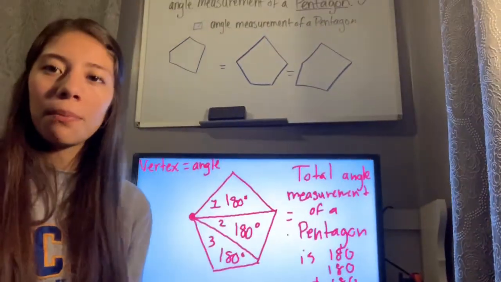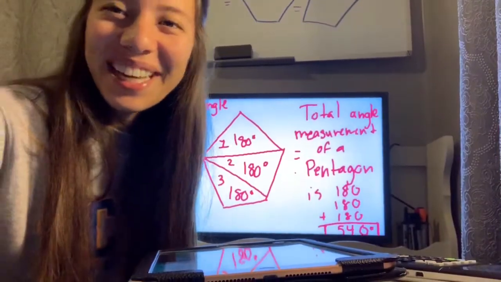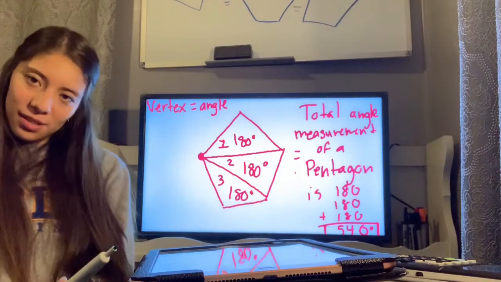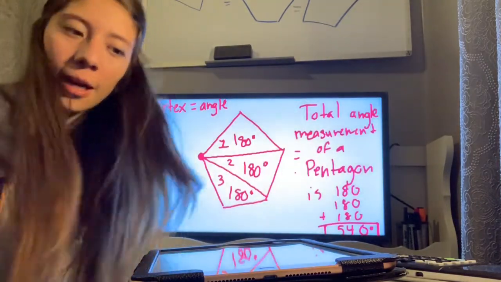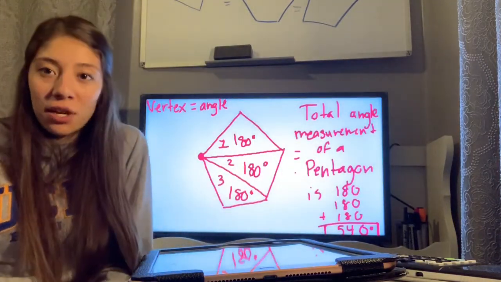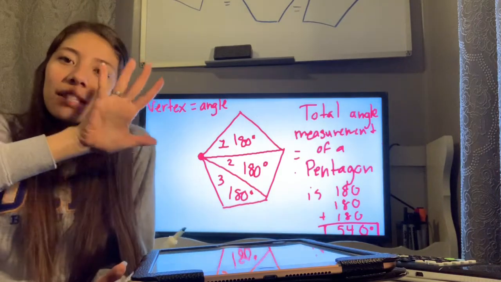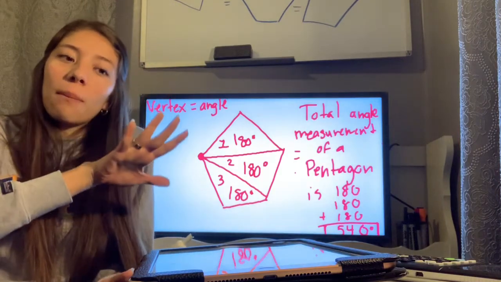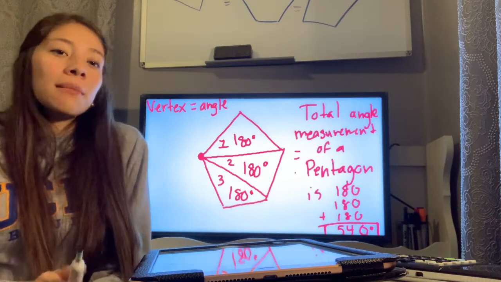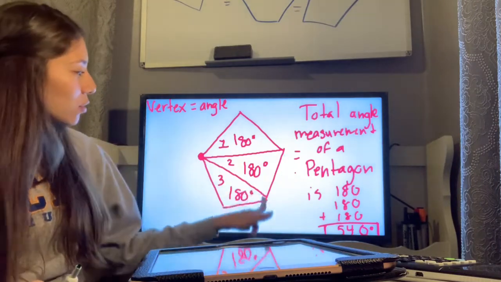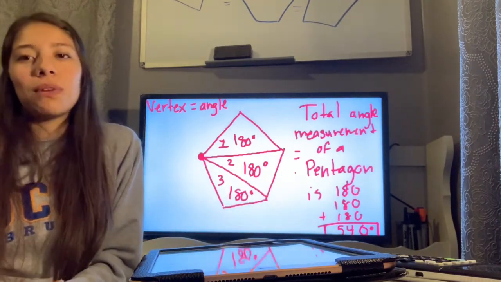Your independent practice is the same thing as yesterday, except yesterday was with quadrilaterals. So now today is just with pentagons. So again, we know that this 5-sided figure total angle measurement is 540, meaning my 5 different angles, when I add them up, has to give me 540.